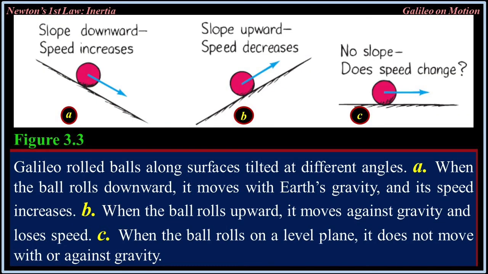Figure 3.3. Galileo rolled balls along surfaces tilted at different angles. A. When the ball rolls downward, it moves with Earth's gravity and its speed increases. B. When the ball rolls upward, it moves against gravity and loses speed. C. When the ball rolls on a level plane, it does not move with or against gravity.